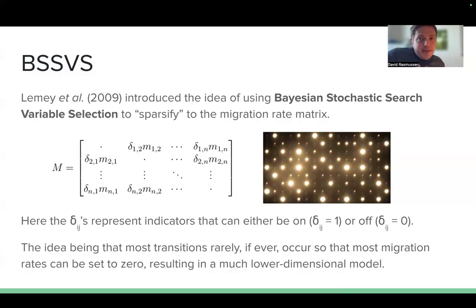So then the big idea behind this method is that we know that most of these entries in this migration matrix should be 0 or pretty close to 0, so not important at all. And we want to just figure out which subset of variables or migration rates is actually important, that has migration rates significantly higher than 0.